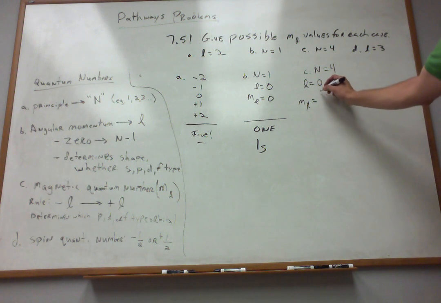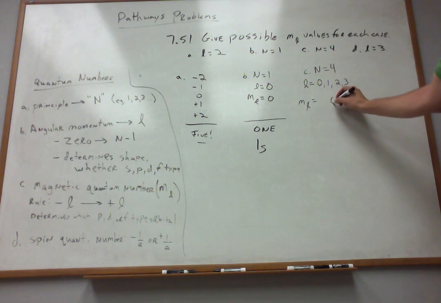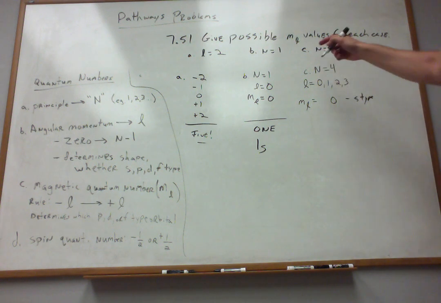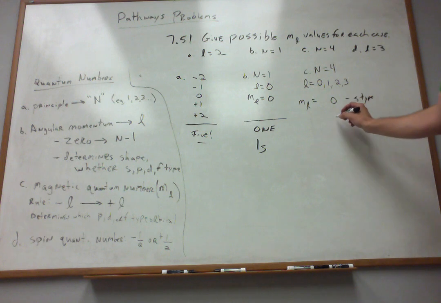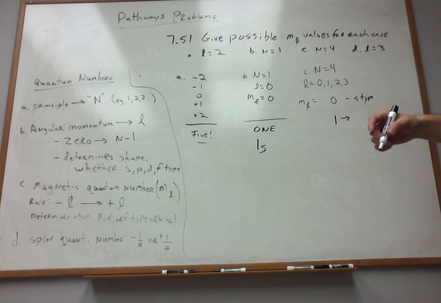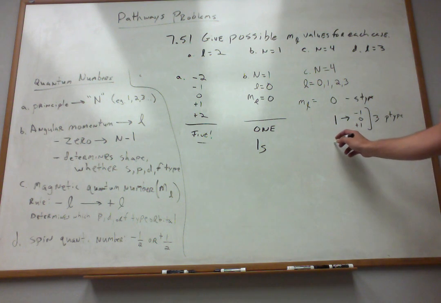So if this L was 0, 0 would be my only possibility. And of course, that's my s-type orbital. There's only one s-type orbital per principal quantum number. Well, what about if L is 1? That's going to be my p-type orbital. But let's take a look at how many possible magnetic quantum numbers exist. If this is 1, I could do minus 1, I could do 0, or I could do plus 1. So there are 3 p-type orbitals in each principal quantum number or level.